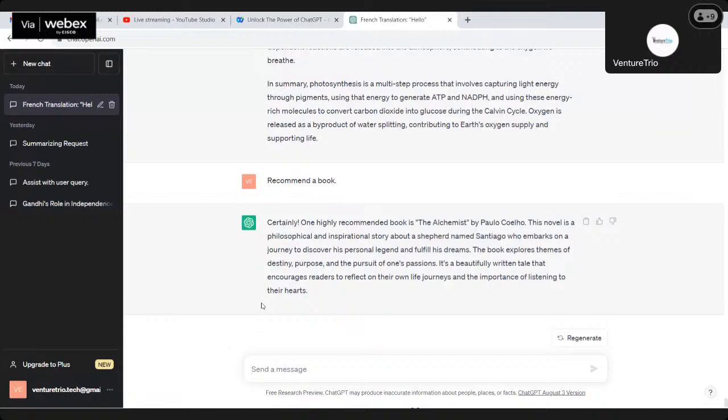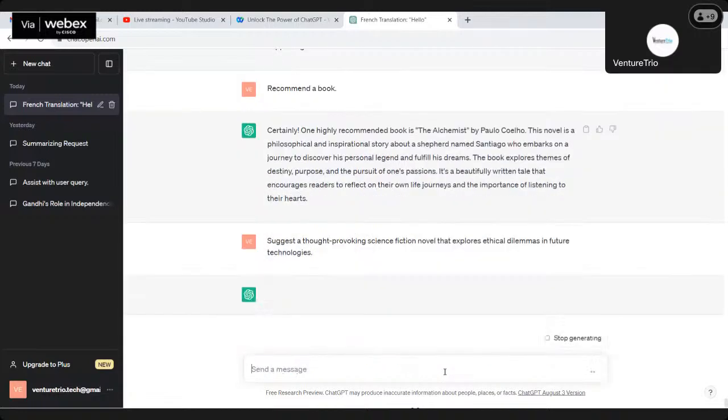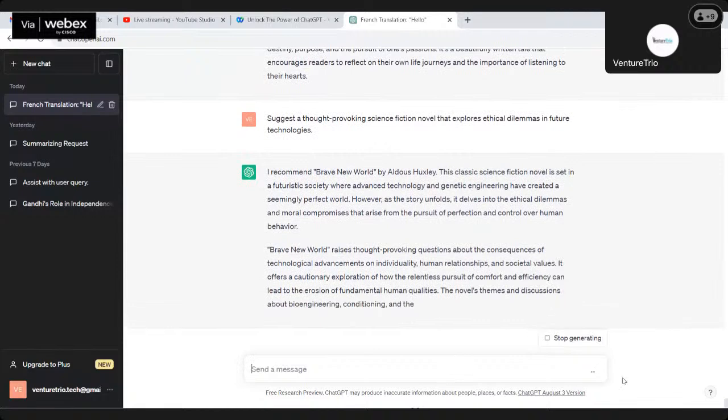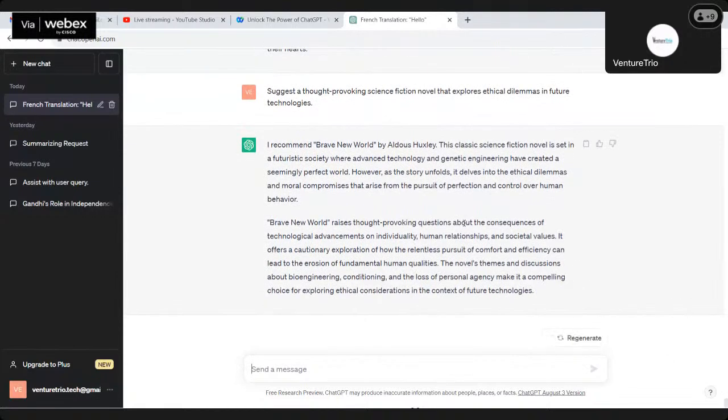But we don't need that type of book. So we have to clarify in our prompt what type of book we are asking ChatGPT for. Suggest a provoking science fiction novel that explores ethical dilemmas in future technologies. After this type of query, which has all specific information, it will recommend accurate information. Brave New World by Aldous Huxley. This classic science fiction novel is set in a futuristic society. Right? Brave New World.